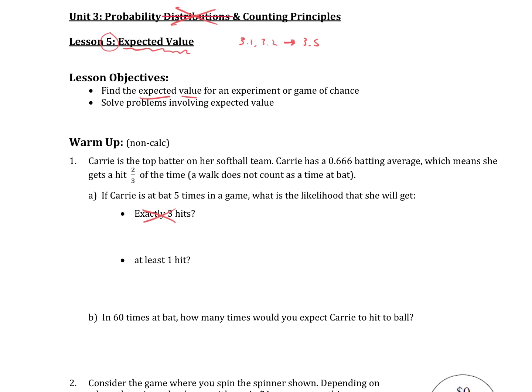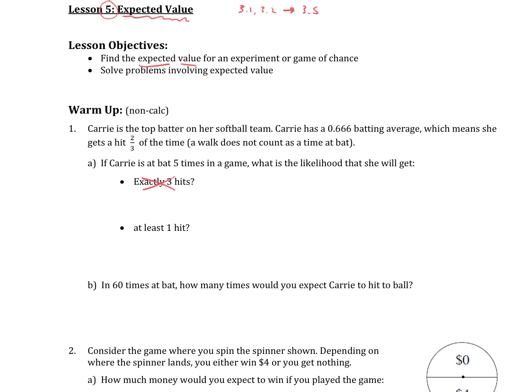Okay, so there's a baseball context. I hope this doesn't throw you off. She's got a .666 batting average, which means she gets a hit 2/3 of the time. So if she has 5 at bats in a game, what's the likelihood she will get at least one hit?